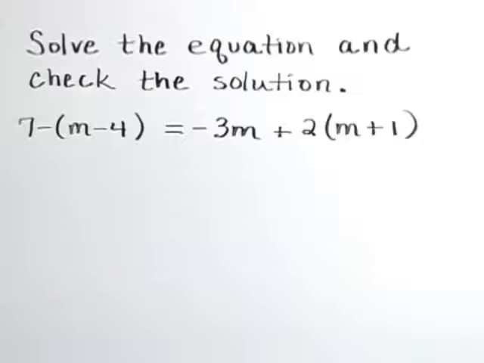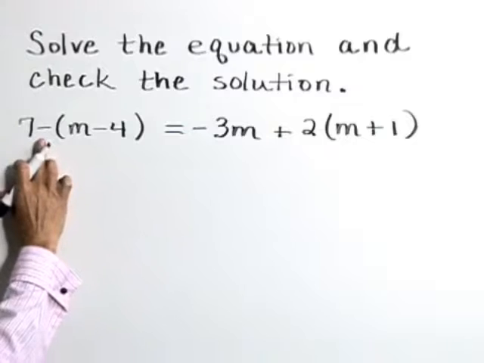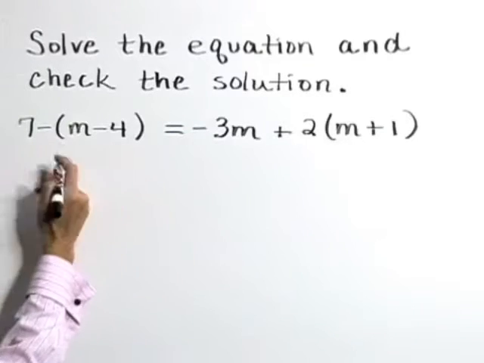Solve the equation and check the solution. 7 minus, in parentheses, m minus 4 is equal to negative 3m plus 2 times, in parentheses, m plus 1. Let's begin by using the distributive property on the left and distributing this minus sign through.